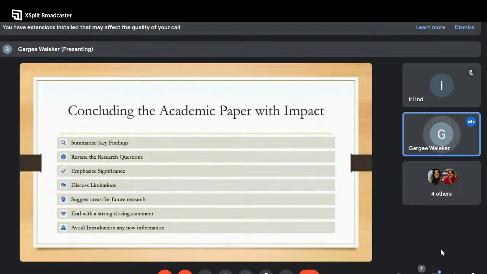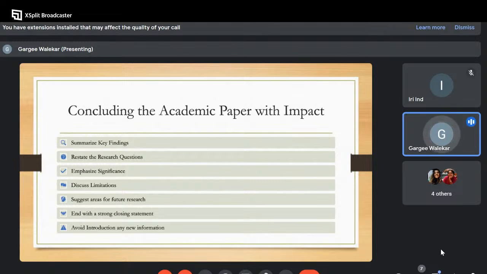Next is discussing the limitations. Discussing the limitations helps the reader to understand that, okay, this is not final. The researcher understands that there are some gaps in the research paper, and that he has no biases in it, and he's not claiming it to be the law, and he's not claiming it to be the final answer to the topic that he's chosen.